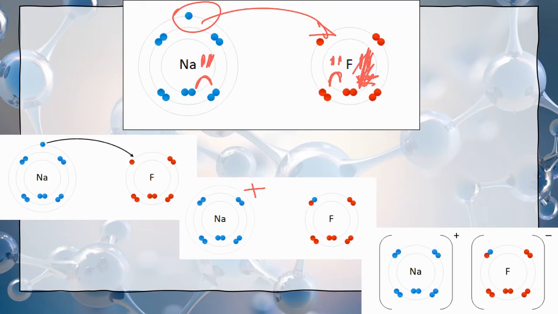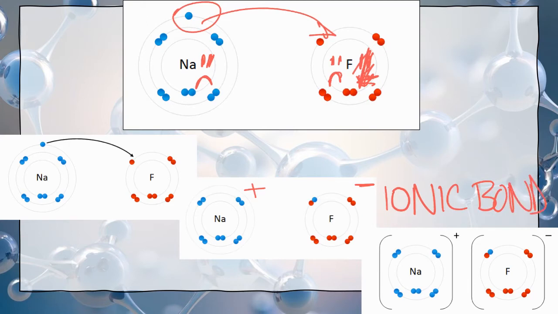It's a cation. On the fluorine side, we're going to have more electrons, and we know positive and negative attract. So our cation and our anion attract to each other. What kind of bond is this? Ionic.